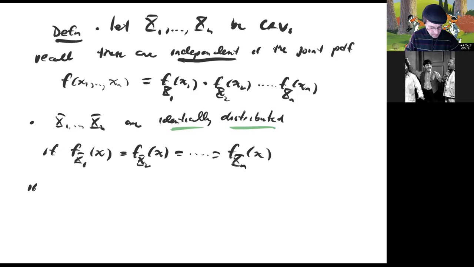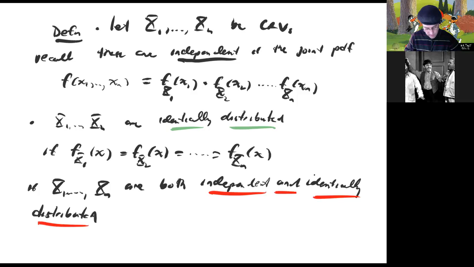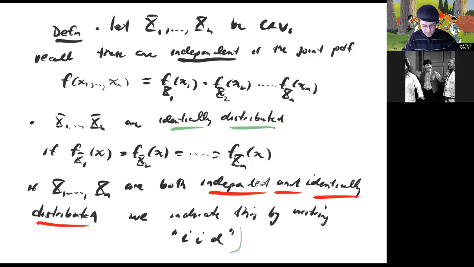So if X1 through Xn, the random variables, are both independent and identically distributed, so both properties hold, we abbreviate this property by writing the expression IID, independent identically distributed. Okay, so that is just language.